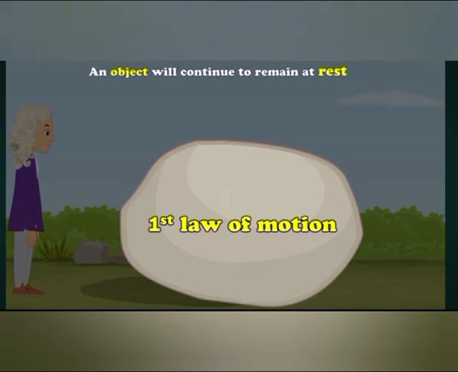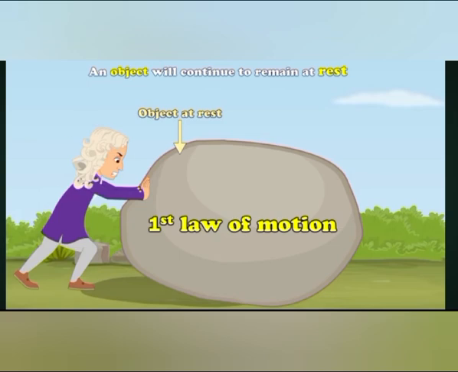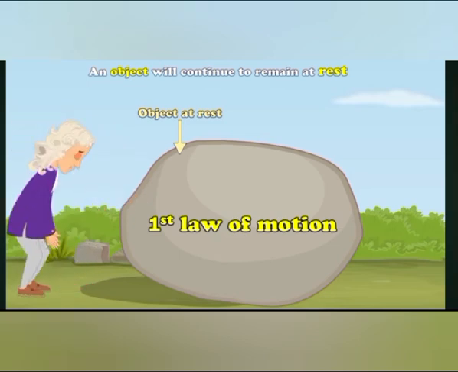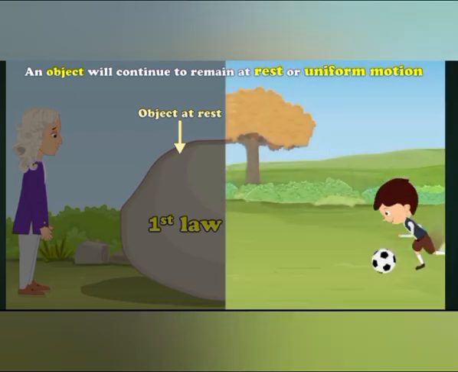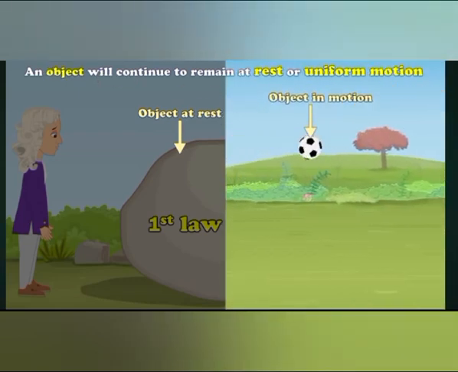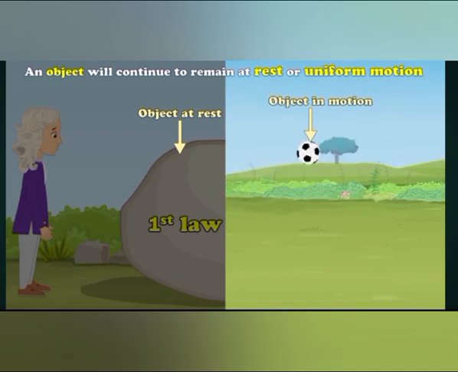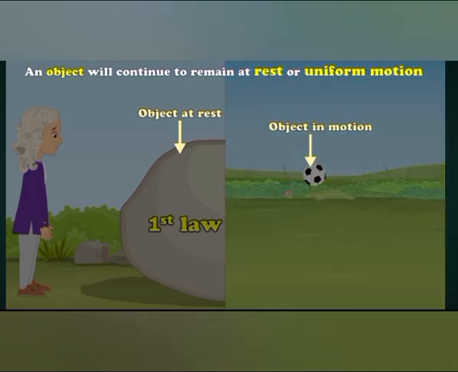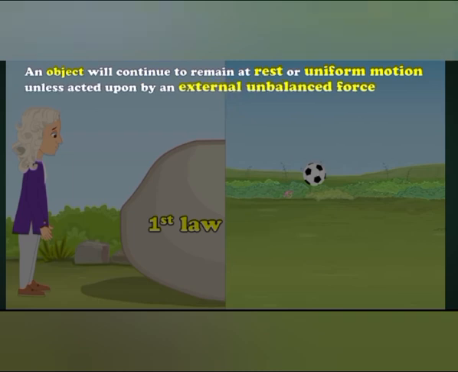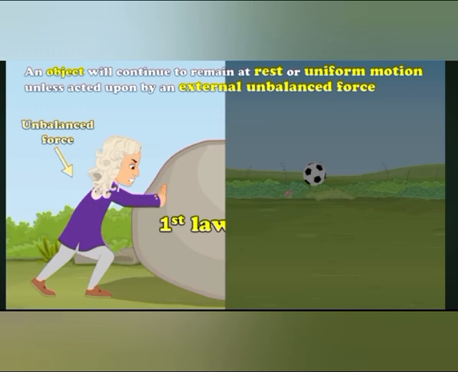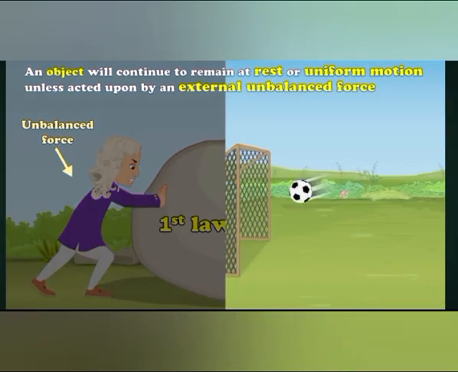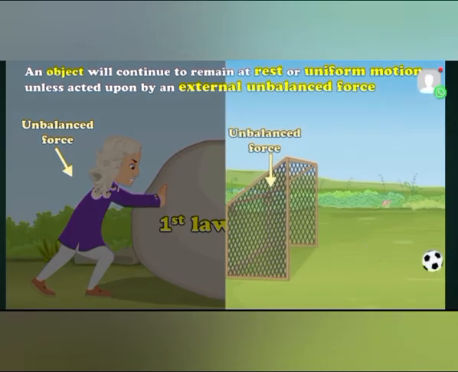Another example of Newton's first law of motion: an object will constantly remain at rest, or in uniform motion, unless acted upon by an external unbalanced force. The unbalanced force is Newton, and the unbalanced force is the goal coach.